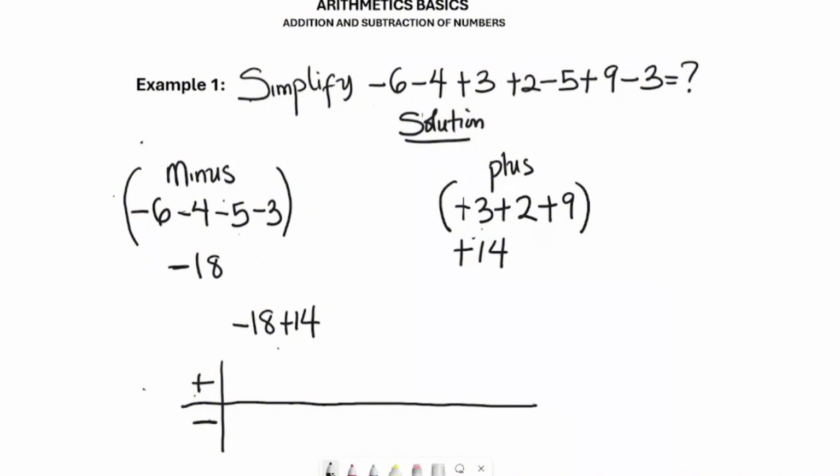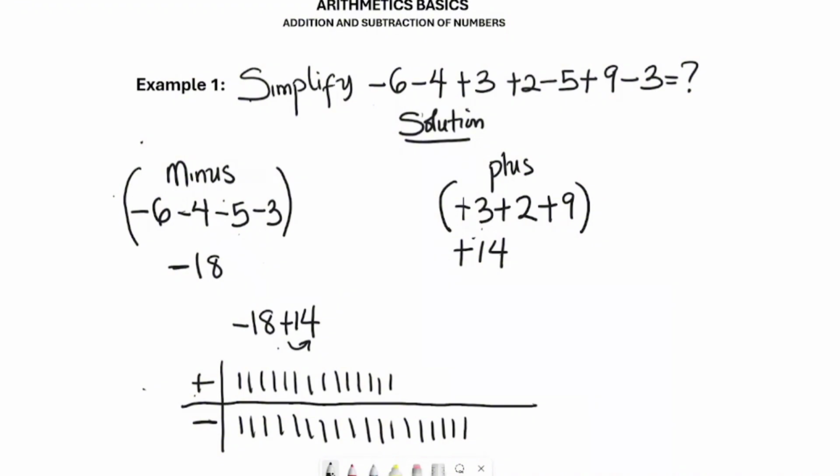The ones with plus, remember we have plus 14 here. So we're fixing plus 14 here, counting 14: 1, 2, 3, 4, 5, 6, 7, 8, 9, 10, 11, 12, 13, 14. Right? And the ones with minus go underneath. So we have 1, 2, 3, 4, 5, 6, 7, 8, 9, 10, 11, 12, 13, 14, 15, 16, 17, 18. Right? We begin to cancel out.